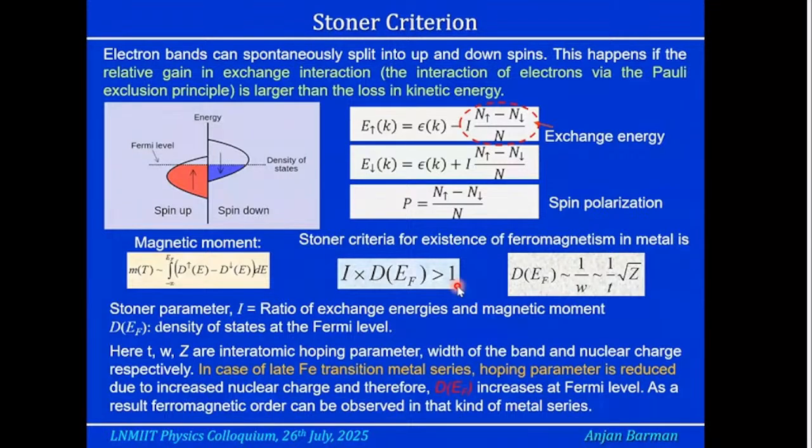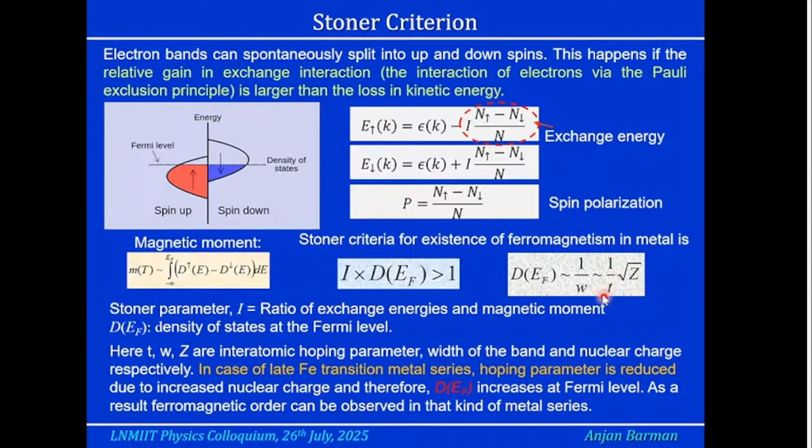Now, it turns out that the density of states is proportional to 1 over W, where W is the bandwidth, which is also proportional to T times the square root of Z, where T is the hopping parameter and Z is the atomic number, or the nuclear charge. So in the case of the iron transition metal series, for example iron, nickel, cobalt, and so on, or even the rare earth magnets, this hopping parameter T is very, very small.